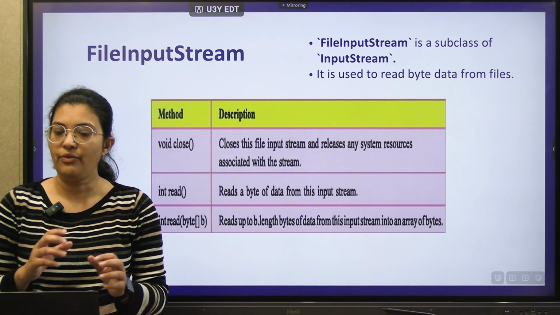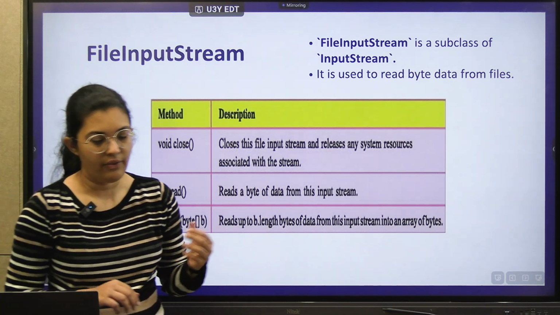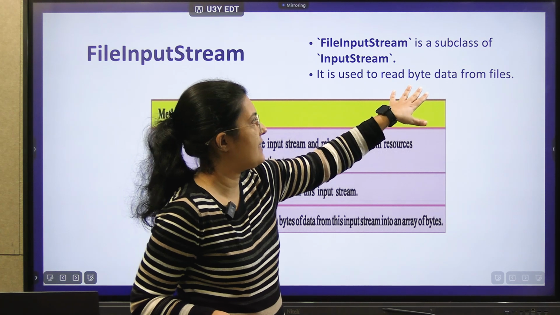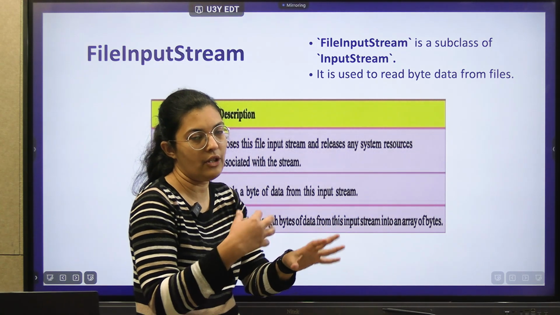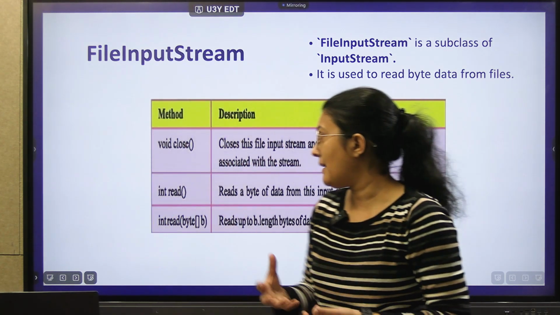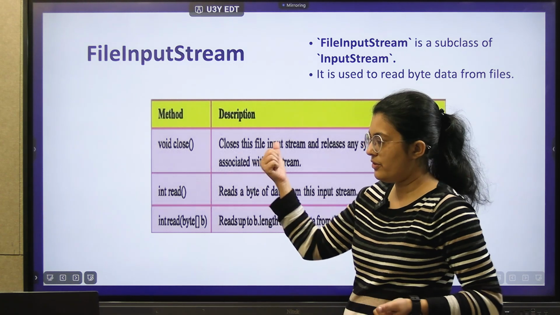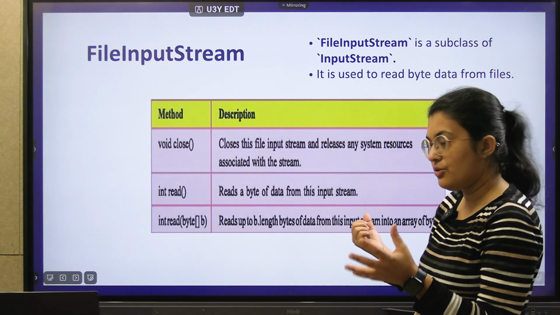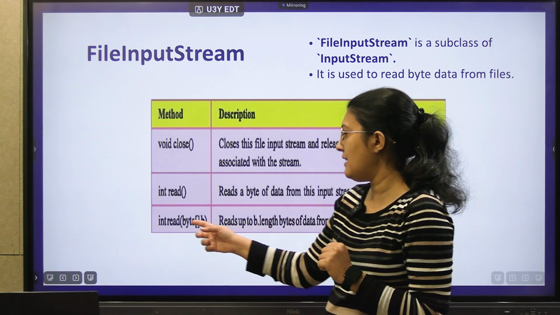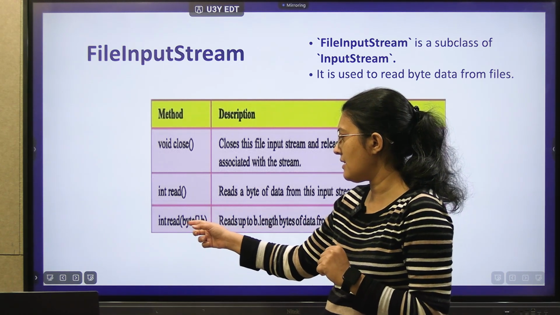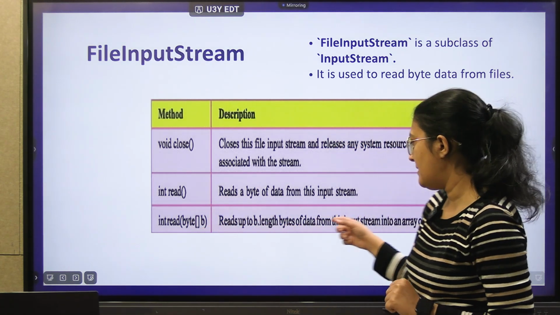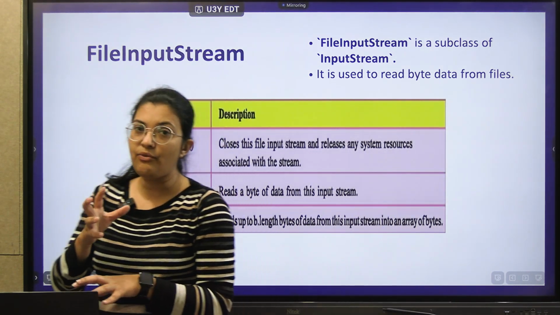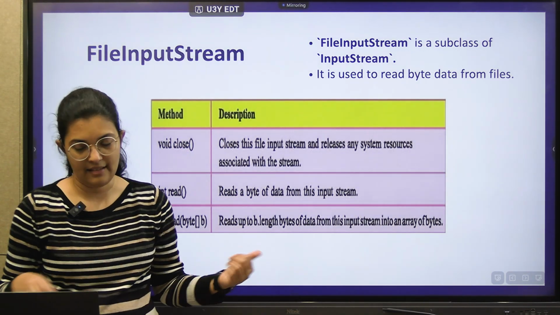Next is the FileInputStream. FileInputStream is a subclass of which class? The InputStream class, which we basically use to read data from the file. What are the methods offered by this class? Close is a common method. The read method is what we use to read a single value, and if you want to read multiple values, then you can pass a byte array as an argument, which reads the data from the file and stores it into the byte array.